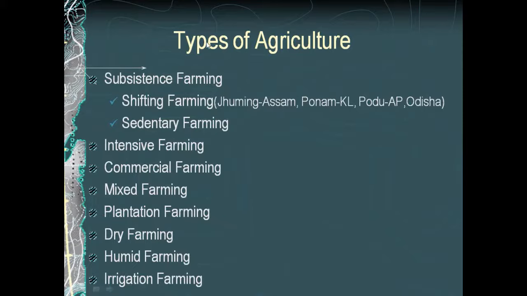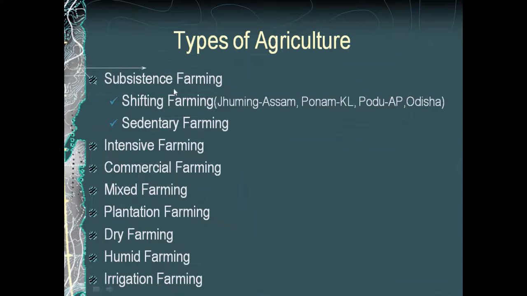First one, subsistence farming. What is subsistence farming? It is a type of farming in which the crops produced are consumed almost entirely by the farmer and his family, and less portion is for sale. It uses primitive methods of cultivation, and is widely practiced in northeastern states, Odisha and Madhya Pradesh. This subsistence farming is of 2 types: shifting cultivation and sedentary cultivation.